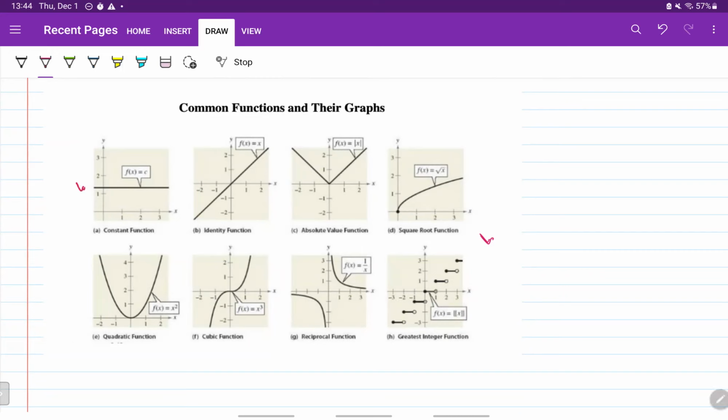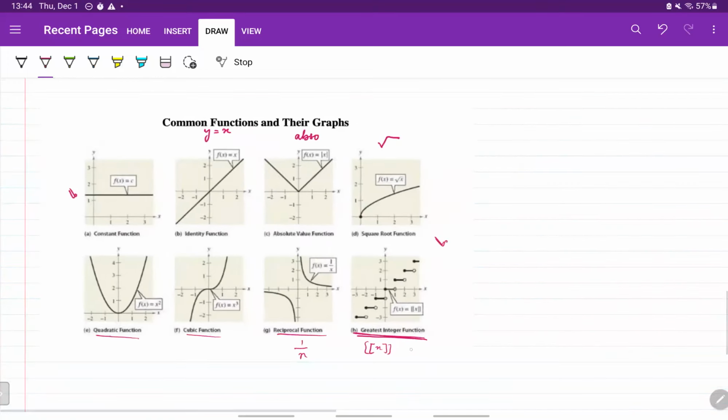This is a constant, here we have y equals x, and this is the absolute value. This is the square root. This is the quadratic function, the cubic function, and the reciprocal function, which is 1 over x. And you have the greatest integer function, which is represented this way, or you can also represent it this way.